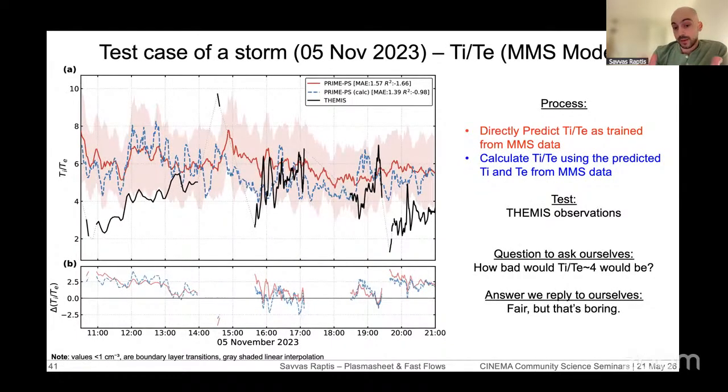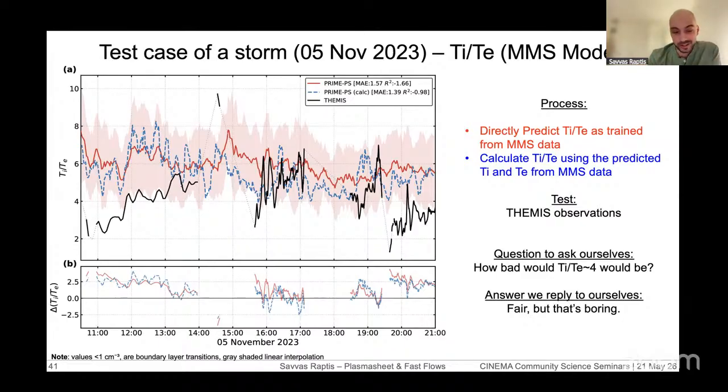Now, if we do the same for the same storm, the November 2023, we can compare how our model does on ion to electron temperature ratio with respect to observations. As you can see, there is an overall good agreement. Values are between 3 and 7, and our model predicts roughly 4 and 7.